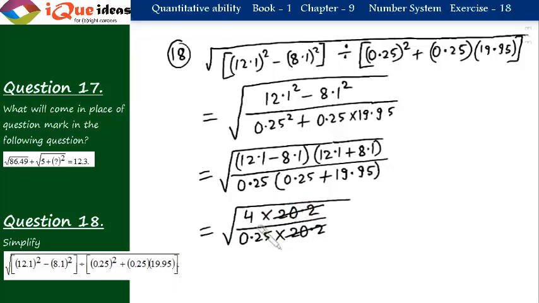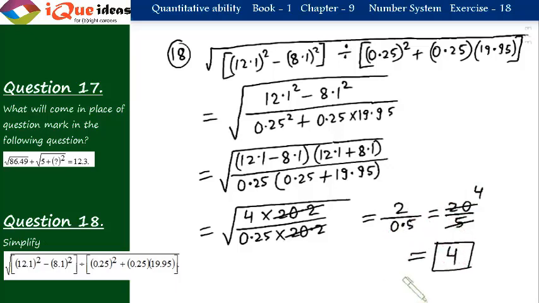So that means 20.2 is cancelled, and square root of 4 is 2, square root of 0.25 is 0.5. Alright. Now if you remove decimal, you will get 20 in the numerator and 5 in denominator. 5 cancels 20 4 times. So the final answer of the question is 4. Alright. So you just had to be careful about the process or the order of the process.